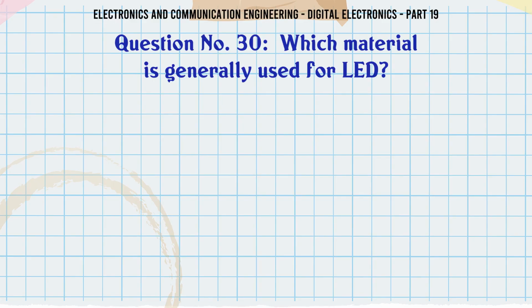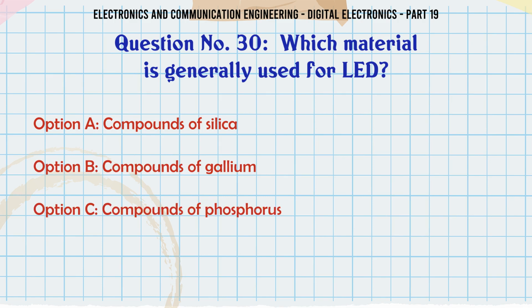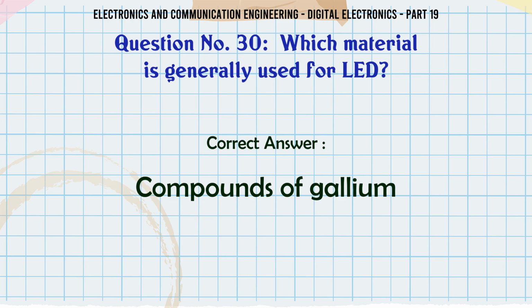Which material is generally used for LEDs? A. Compounds of silica, B. Compounds of gallium, C. Compounds of phosphorus, D. Compounds of sulfur. The correct answer is compounds of gallium.